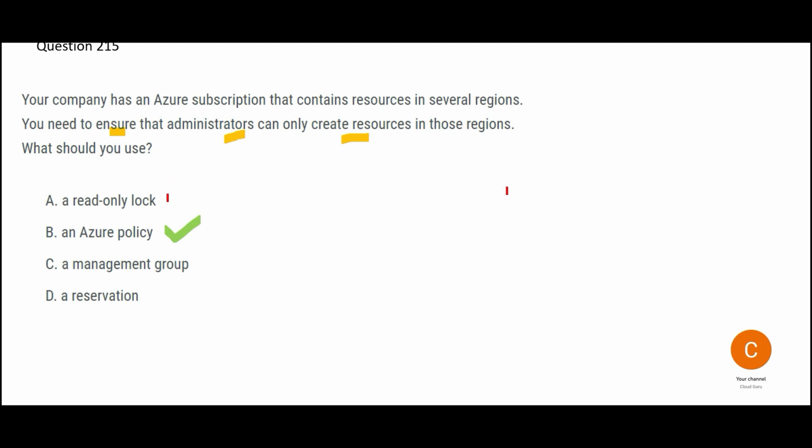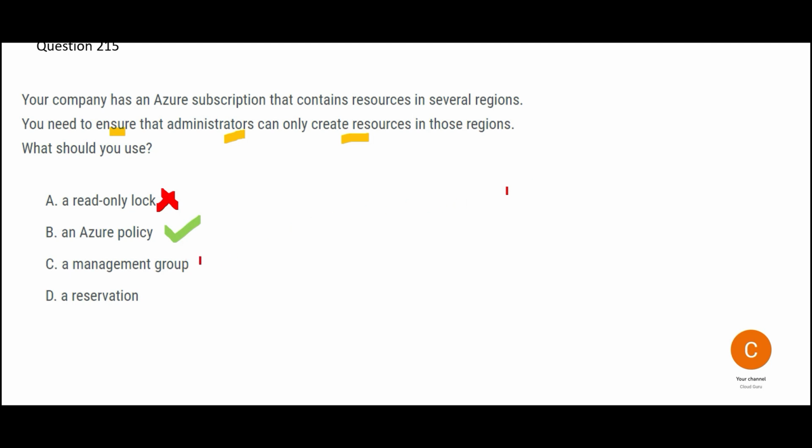Now you might ask, what about read only lock? See, if we have something really important stored in Azure, we put a read only lock so that people can view it, they cannot delete it or overwrite it. Like suppose you have a contract document put there, so you don't want people to update or delete it, they can view it. So does this question tell you that some important document should not be deleted? Nothing of that sort. So where does read only lock come into play?